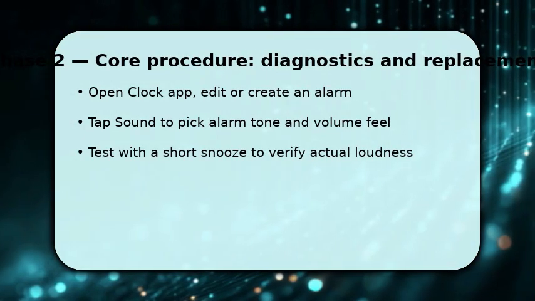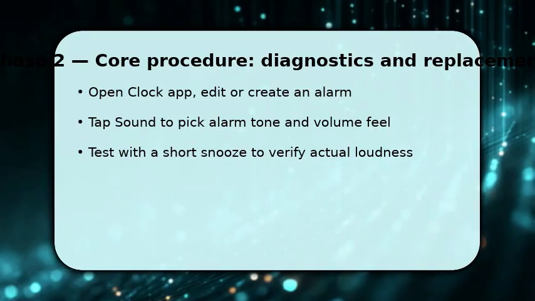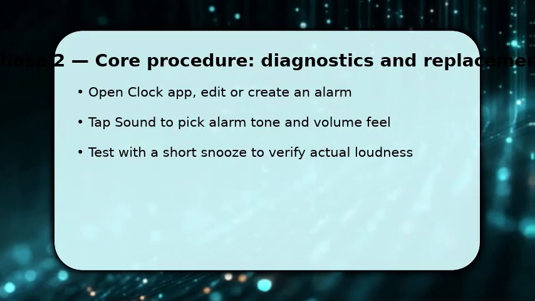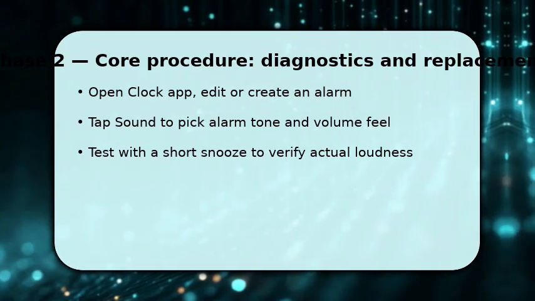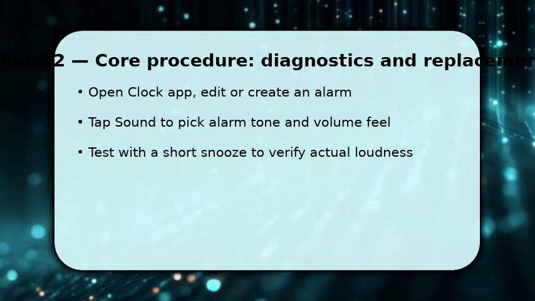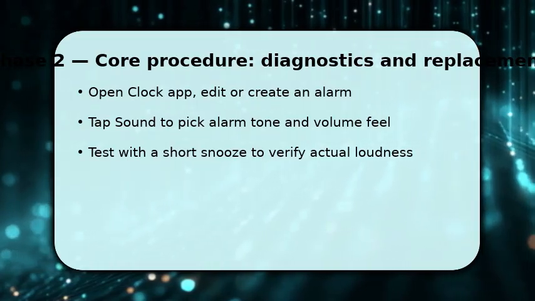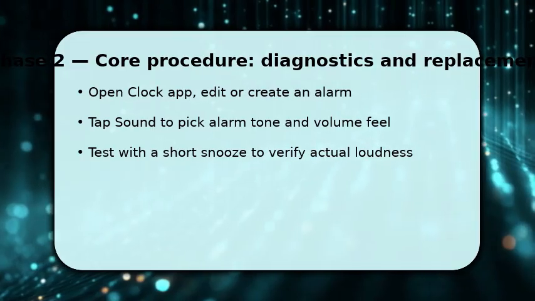Next, open Clock, edit an existing alarm or create a new one, because alarm sound selection affects perceived volume. Tap Sound to choose a tone. Loud tones and certain melodies play differently at the same slider position. Pick one that reads loud on your device.